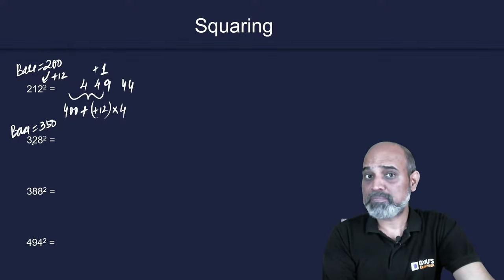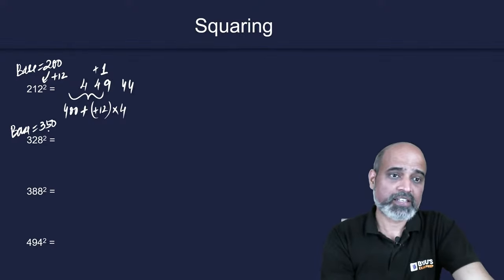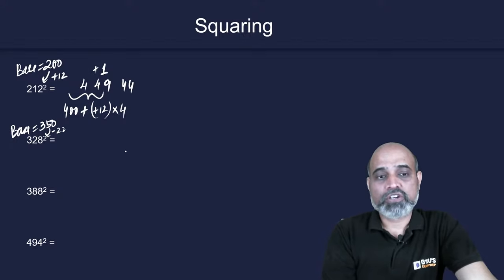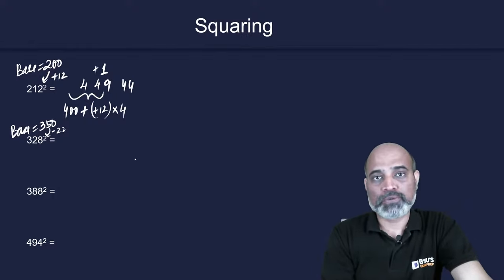Okay, 328 ka square, I'll prefer the base as 350. 300 से भी नजदीक है, but 350 से ज़्यादा नजदीक है ये. So this is going to give us minus 22, right? So last two digits will be minus 22 का square.